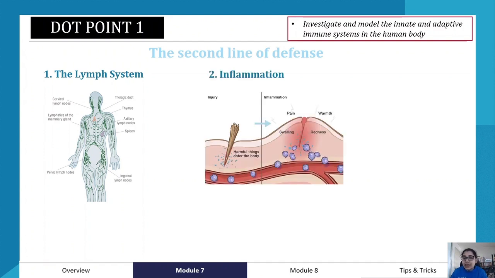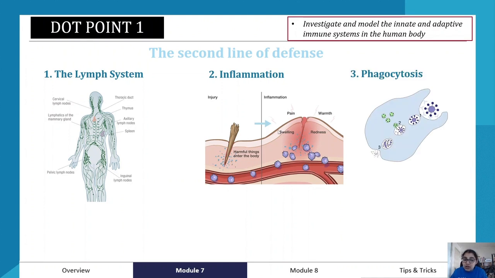Now, the second line of defense includes our lymph system. It also includes inflammation. So imagine if you step on something really sharp, let's say a needle or a stick. For example, you're out in the park and step on a stick, obviously that stick's going to have a lot of bacteria on it. As soon as something harmful enters the body, we immediately see inflammation: swelling and redness, blood flow to the area in order to deal with that. And this is clearly an innate process. It's the same for everything.